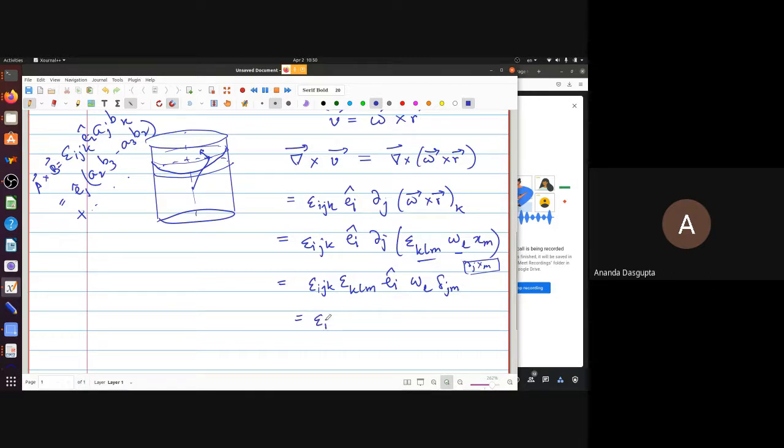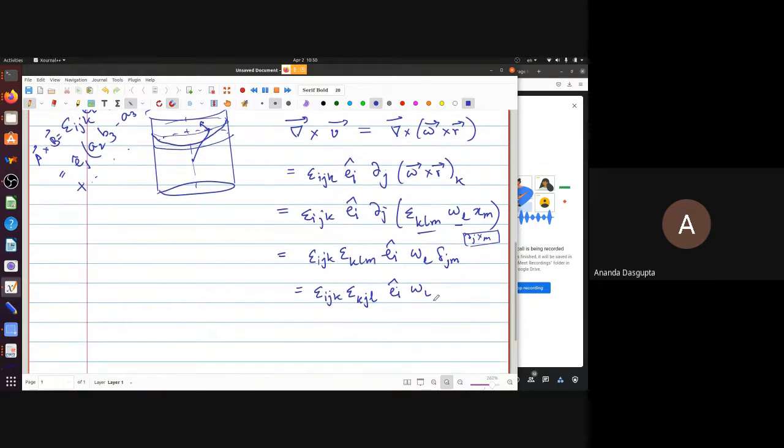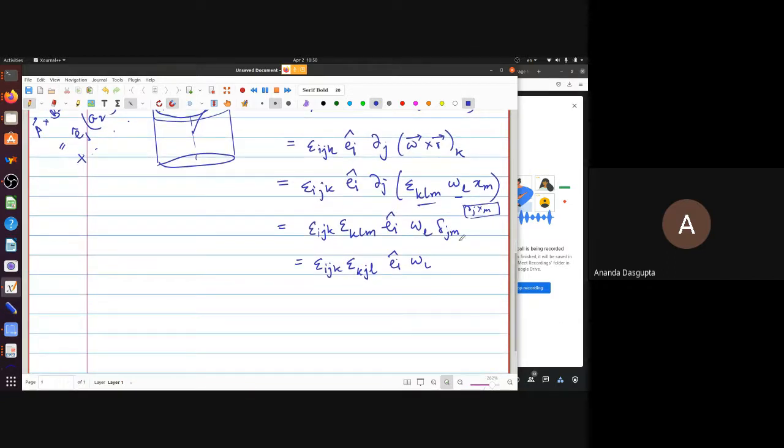So this becomes epsilon ijk epsilon klj e_i omega_l, right? When you sum up over delta jm, sum up over m, the m goes away everywhere else, gets replaced by a j.